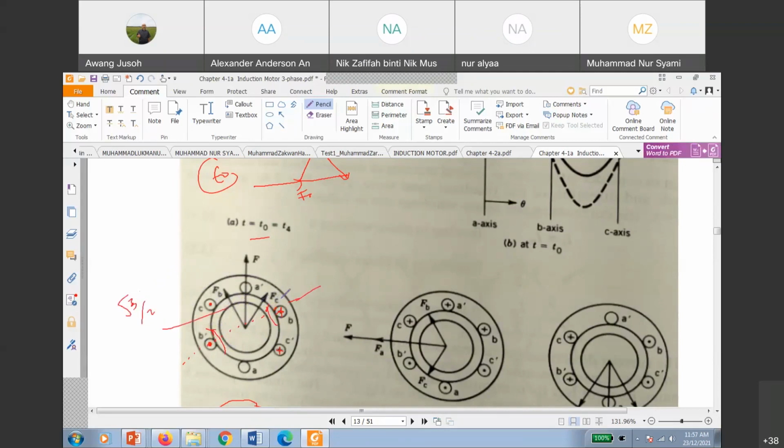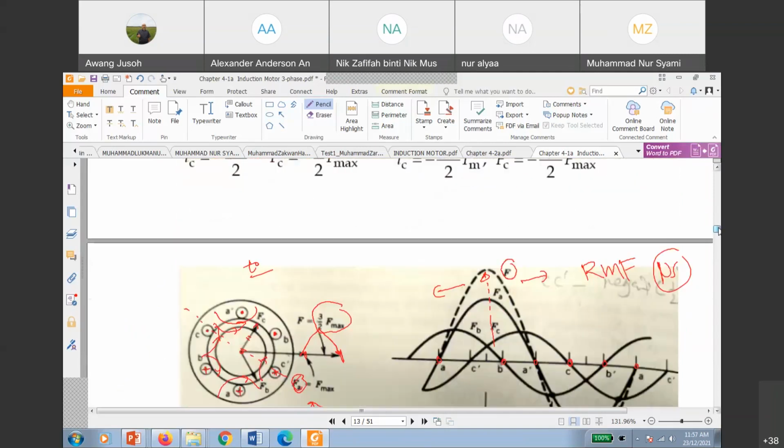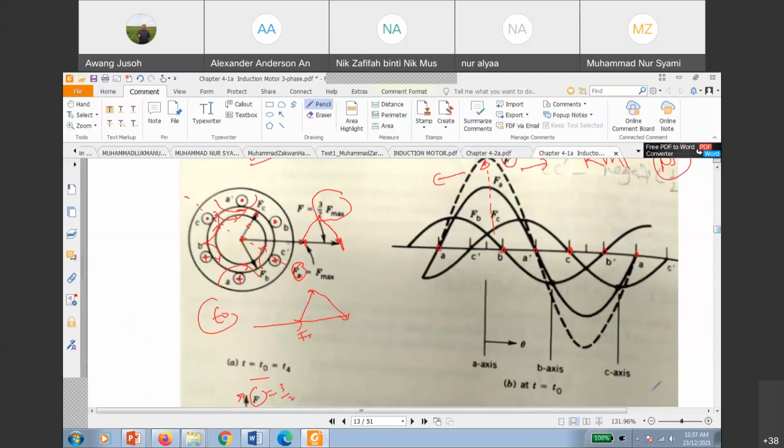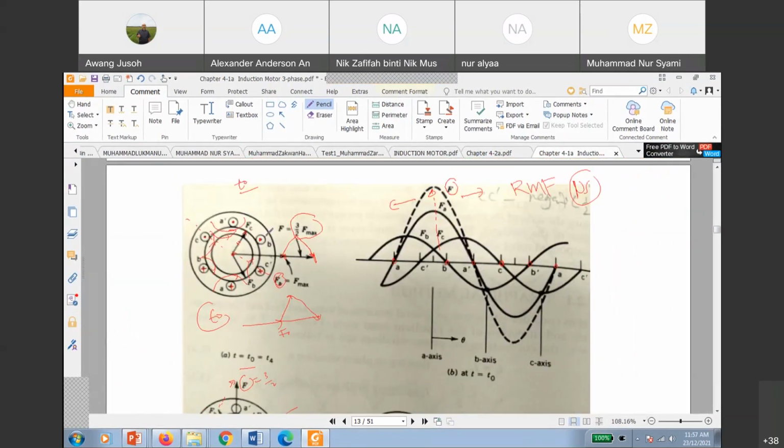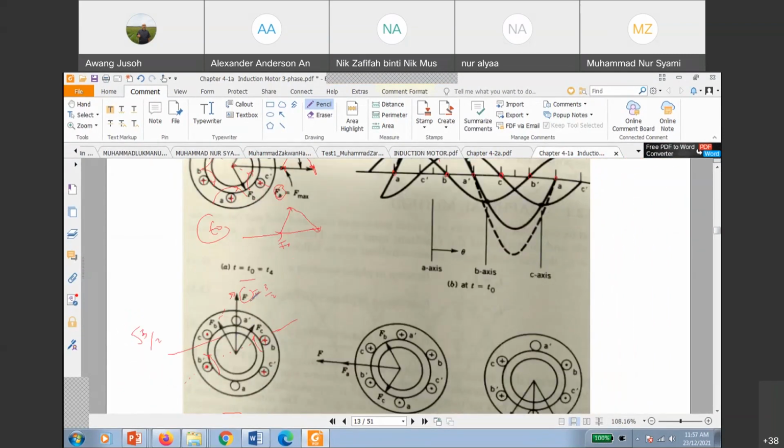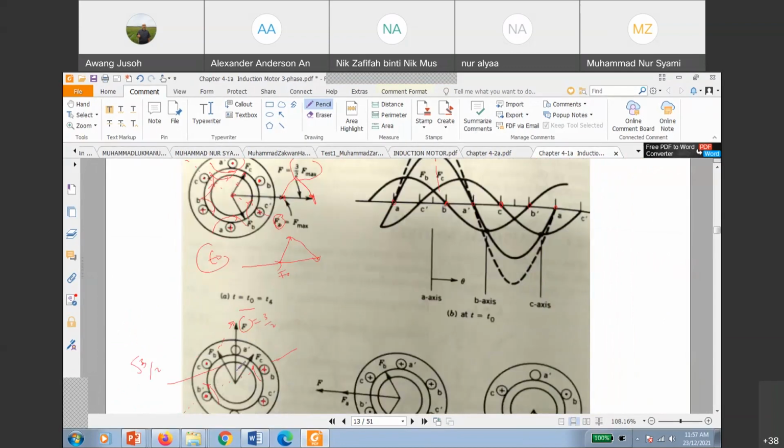Similar for phase C. And if you add these two, FB plus FC, you get the resultant flux again this way, which is the maximum value of 3/2. So if it is moving now, the flux was previously here, and then it is moving toward anti-clockwise. Here, you can see it move from here, now moving toward clockwise at the next time.